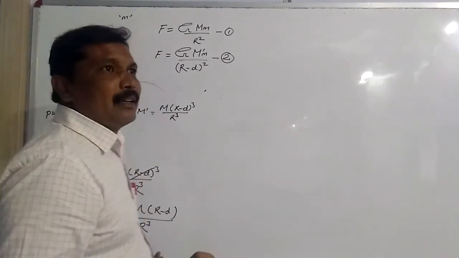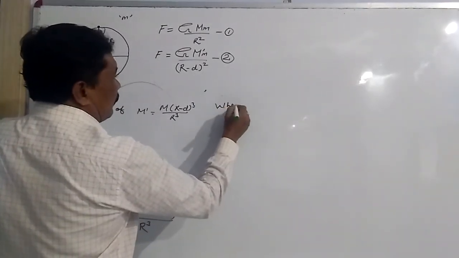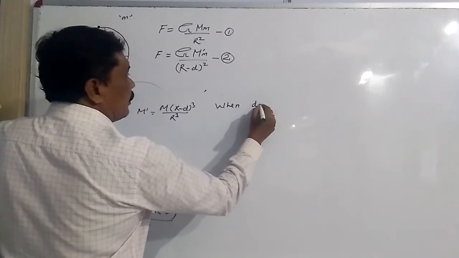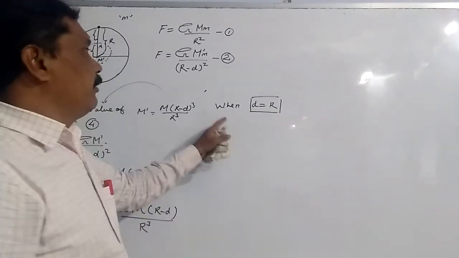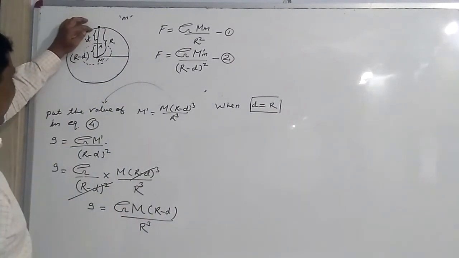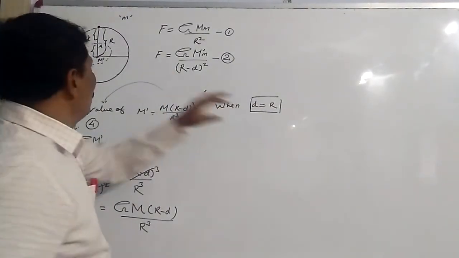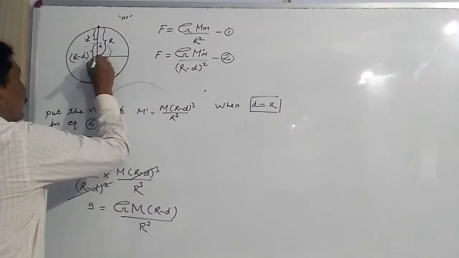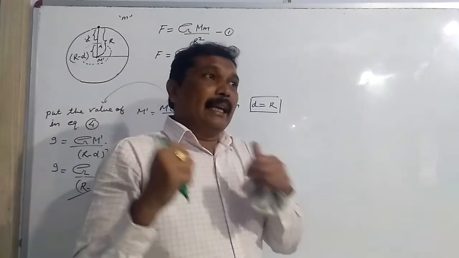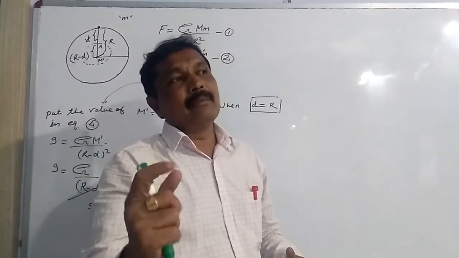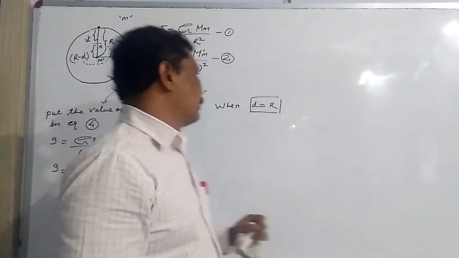What can we do with this mathematical expression? Let's see. When D becomes equal to R, at this condition, if we go on increasing the depth and it becomes equal to R, the body will come to the center of the Earth, and at the center of the Earth, acceleration due to gravity will be 0. This we have to prove. Can we prove? Definitely we can prove.